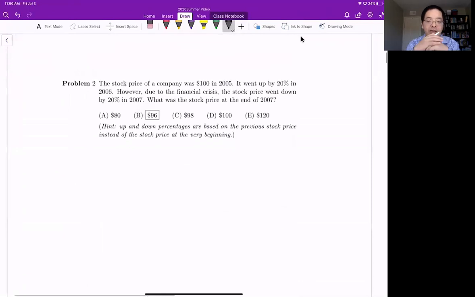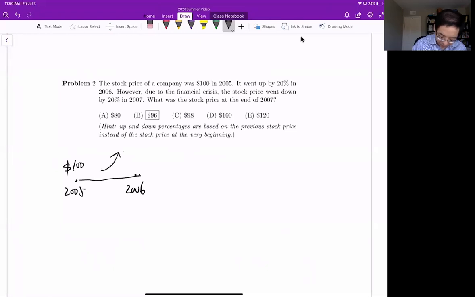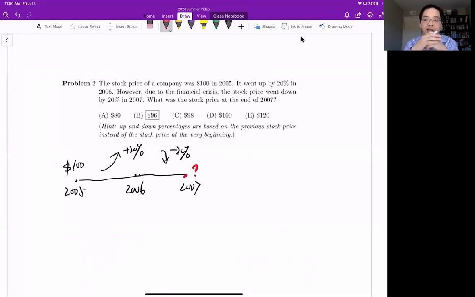Problem number 2 is a question about percentages. The problem says in 2005, the stock price of a company is $100. Then in the year 2006, it goes up by 20%. And then in 2007, due to the financial crisis, it went down by 20%. The question is, what is the price at the end of 2007?